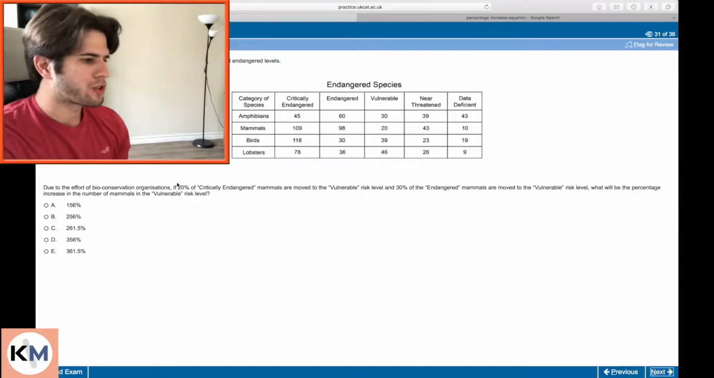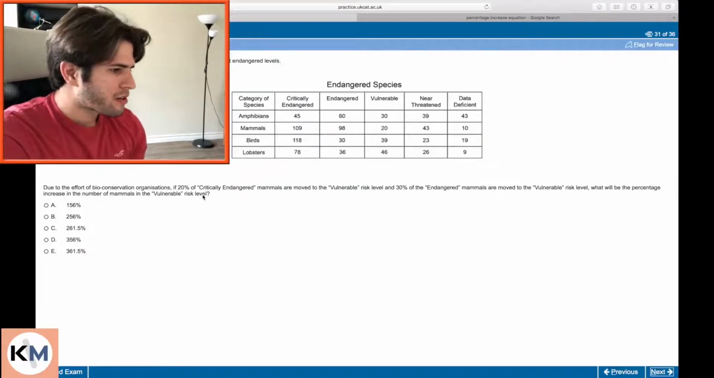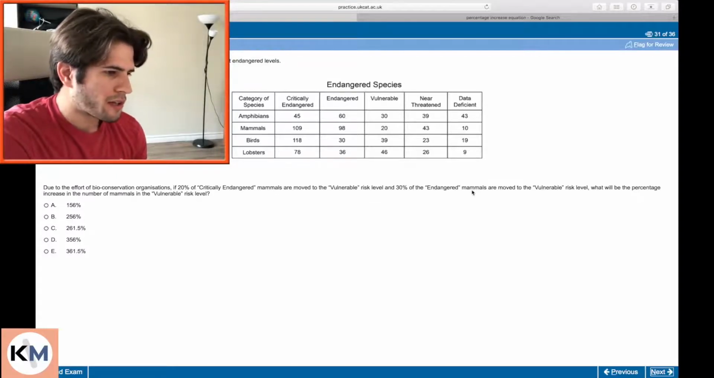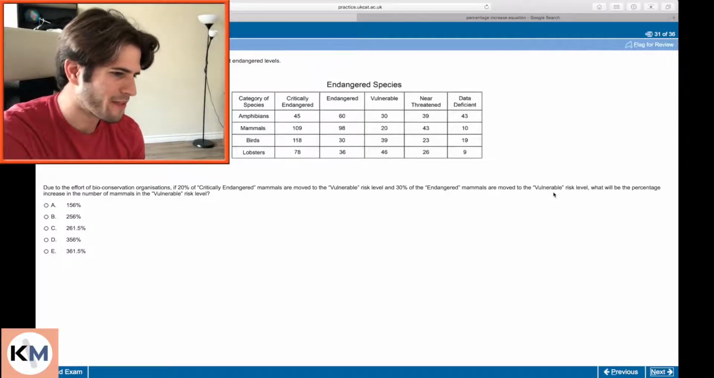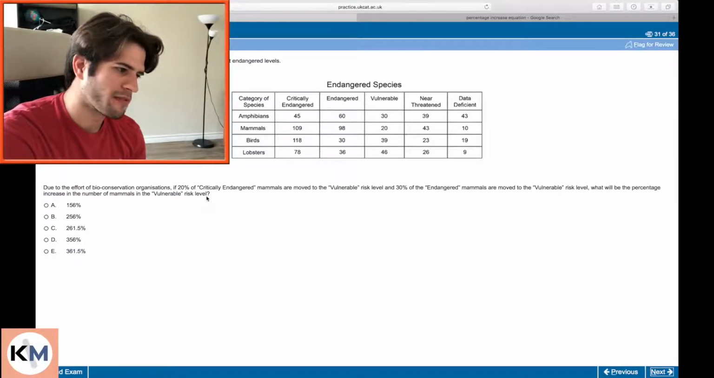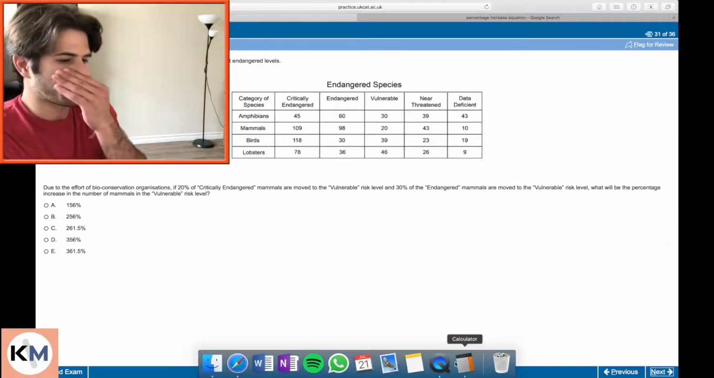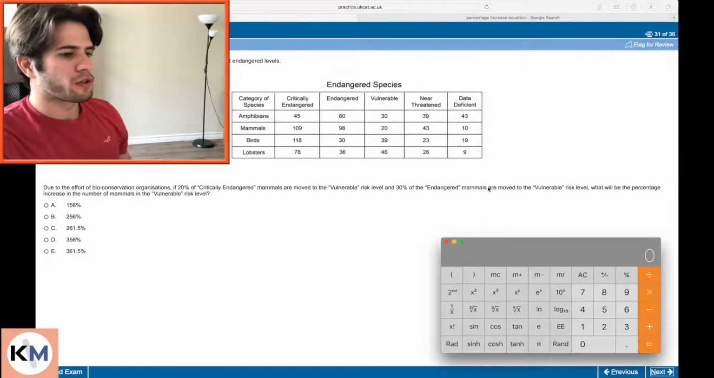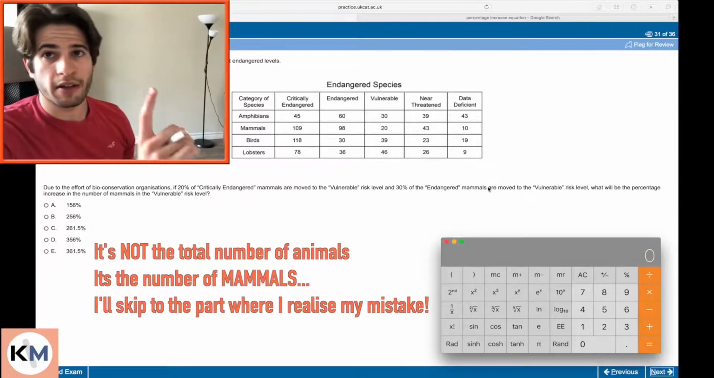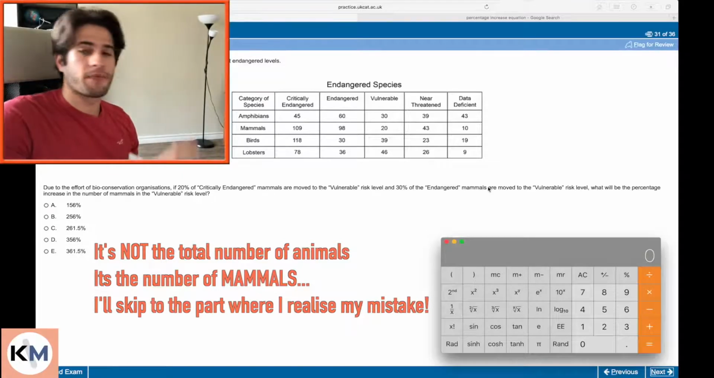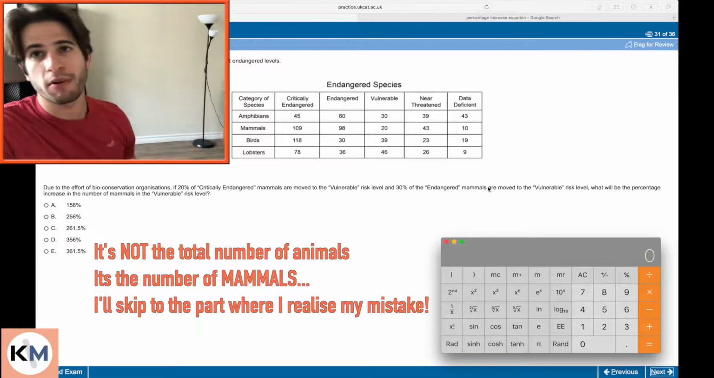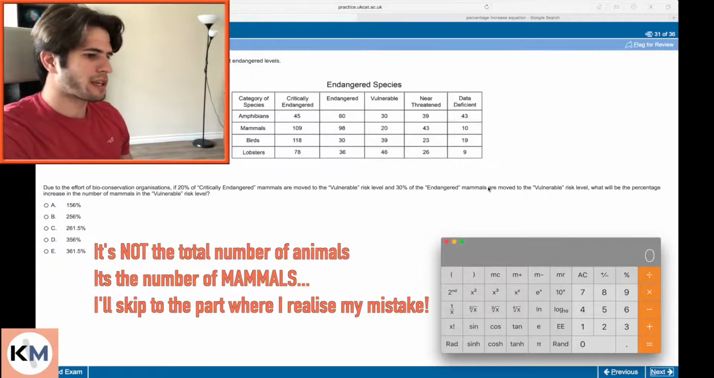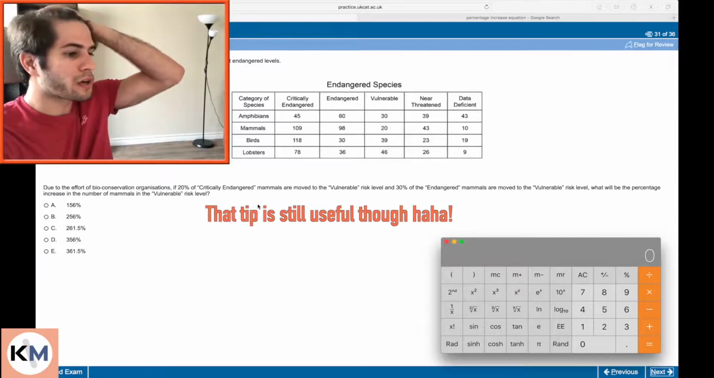Next question. Due to the effort of bioconservation organizations, if 20% of critically endangered move to vulnerable and 30% of endangered are moved to vulnerable, what will be the percentage increase in the number of mammals in the vulnerable? Oh my goodness, what a waste. So, first we need to know the total number of vulnerable animals, which we calculated last question, which is 135. That's another great way to save time. If you have a value from a previous question that you can use again, just use it again. So 135, now we want 20% of critically.